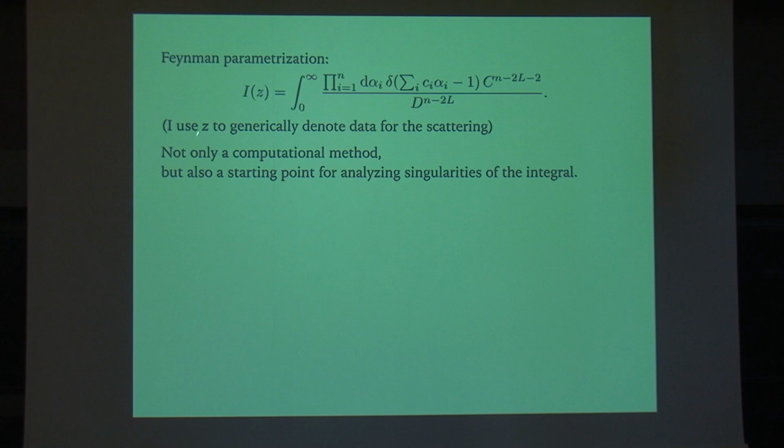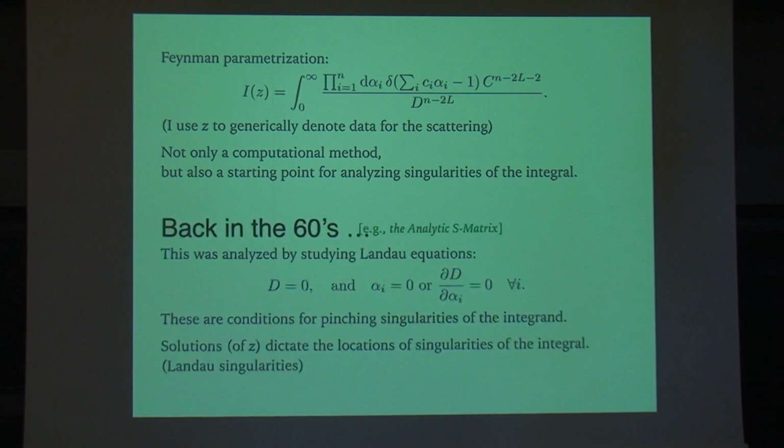In this notation, I'm using the Z to generically denote whatever kinematic data enters in the integral. The point here is that this is not just a computational method that is convenient. People are actually also using this representation to try to directly understand the singularity structures of the integral. And this already dates back to the 70s, for example, if you look at this famous book.